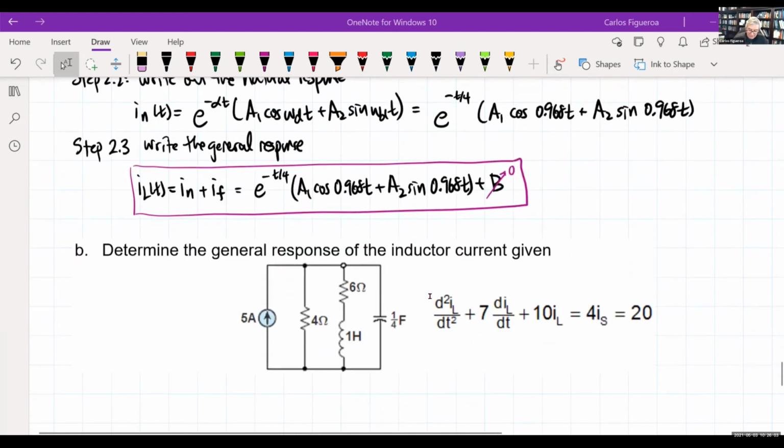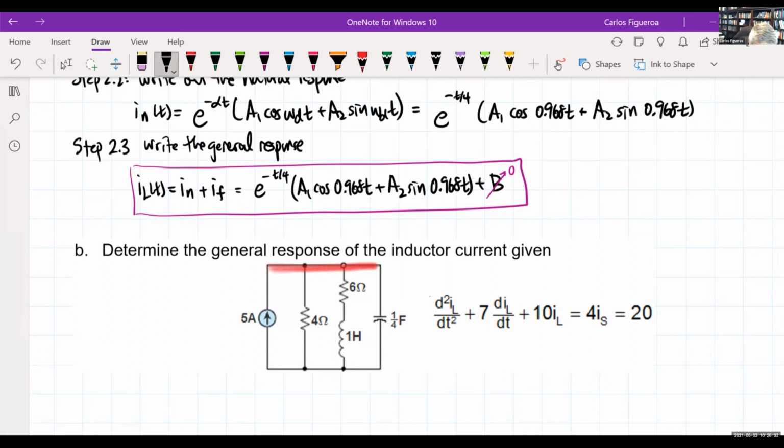So what you're seeing in this case here is that I have my inductor. You can see that all of these are essentially parallel. So you can see that a big piece of this is that I'm going to have to use KCL to connect the current of the 4 ohm, the inductor, and the cap.